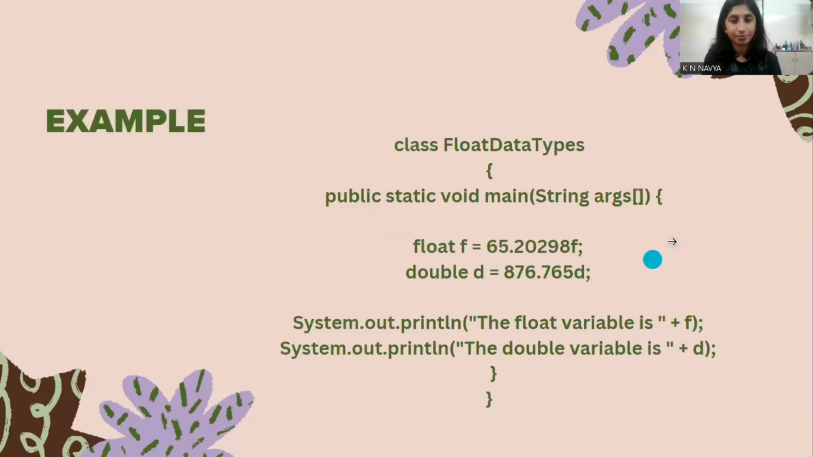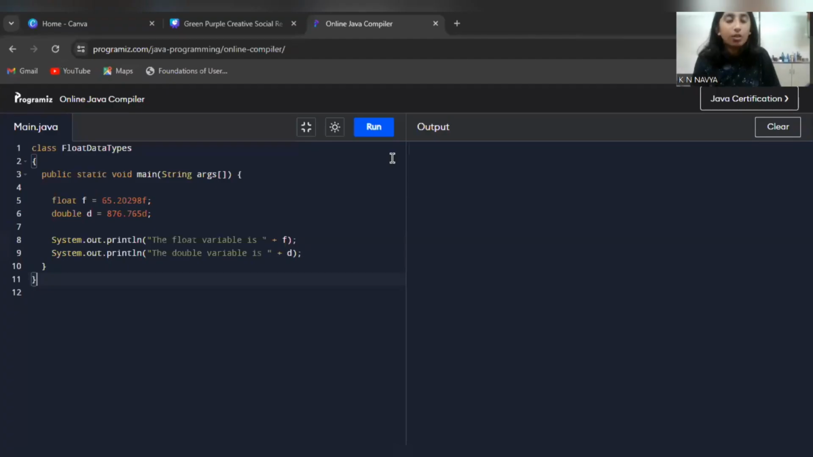Let's see an example. Now let's execute this large program where we have used both float and double data types. You can see we got the values.